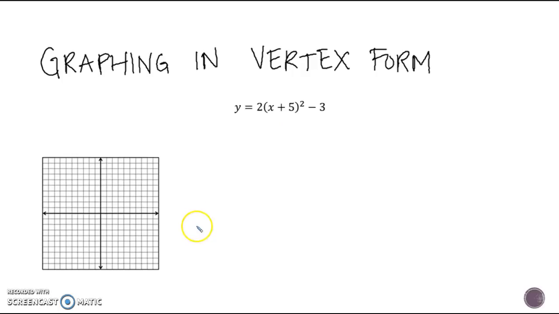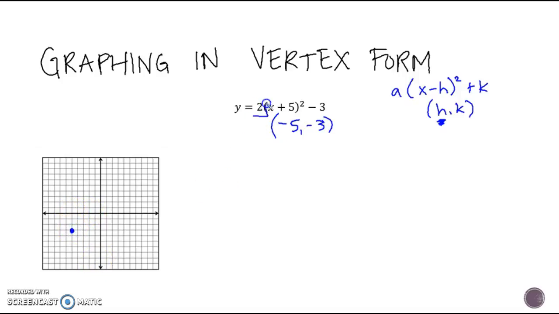We also graphed in vertex form. It's called vertex form because it gives us a vertex. Remember, it's normally a times x minus h squared plus k, and my vertex is at h, k, where h is the opposite sign. So here, my h, k would be negative 5, negative 3. So I can go on my graph to negative 5, negative 3.